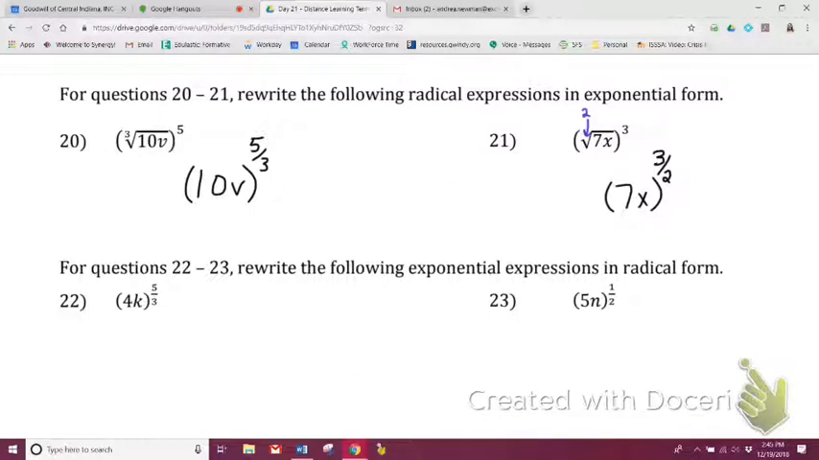So for questions 22 and 23, we're going to go in the opposite direction. What kind of root do I need for 22? Do I need the 5th root or the 3rd root? The cubed root, so the 3 goes right there. The 4k goes underneath. And what is your exponent? 5.